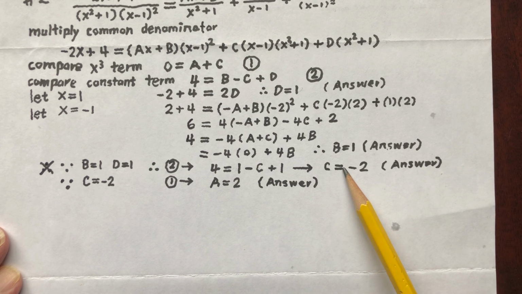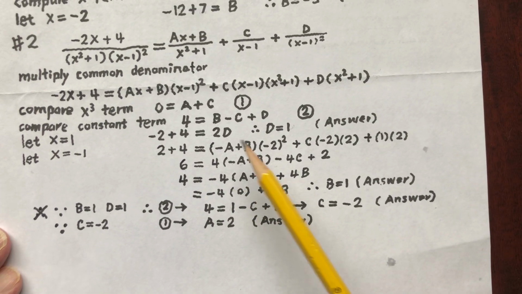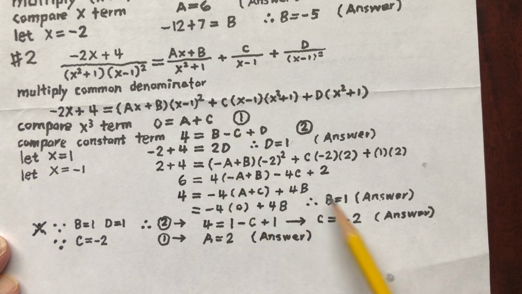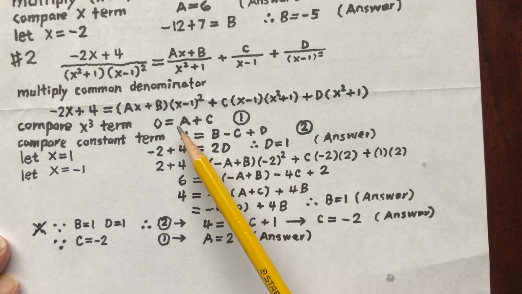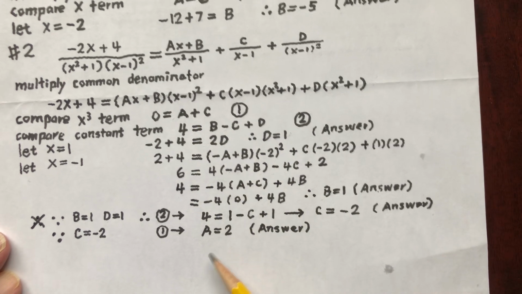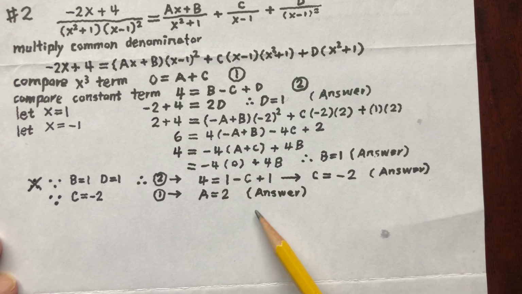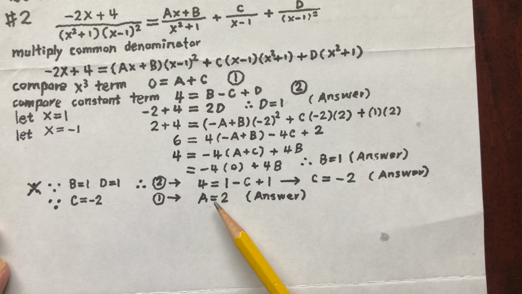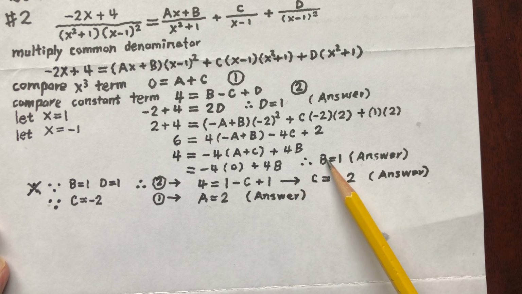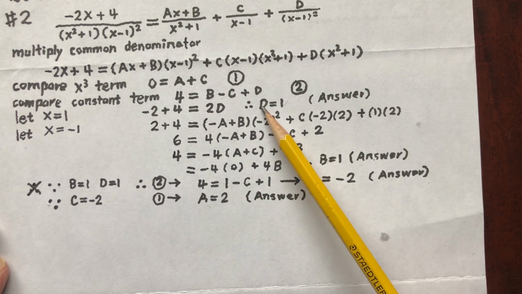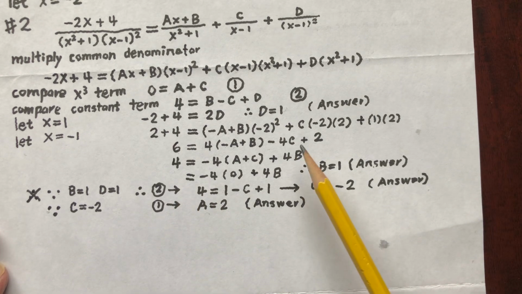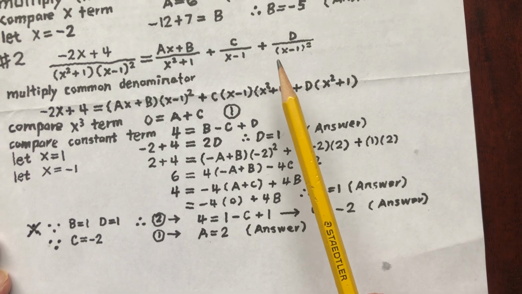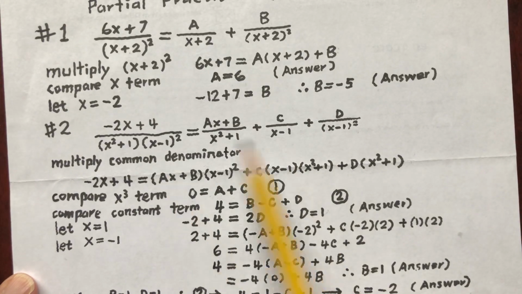Once I have c, I can go to equation 1. c is found. Therefore, a can be found. So a is 2. So finally, I have a, I have b, I have c, I have d. So this partial fraction problem is solved. a, b, c, d.